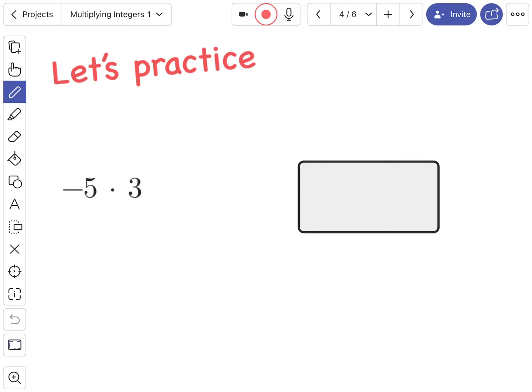So, as simple as it can be, the first thing that you do when you multiply is you look to see if your answer is going to be positive or negative. Since only one of my numbers is negative, my answer is negative. And then it's simply 5 times 3, which is 15. So negative 5 times negative 3 is negative 15.